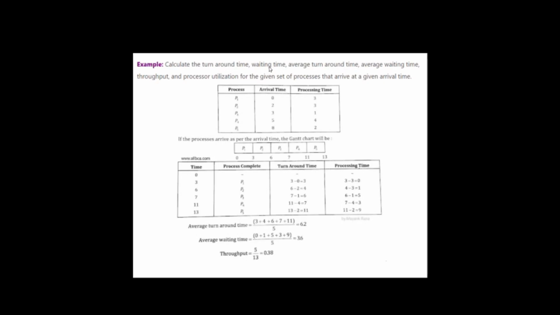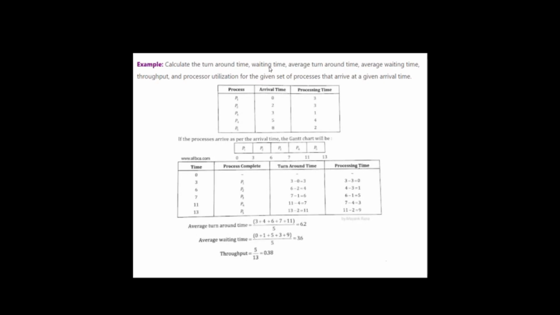executed sequentially. So when we look at the example here, we have to calculate the turnaround time, waiting time, average turnaround time, and average waiting time of the processes given here. They have given 5 processes with their arrival times and processing times. Here the process P1, which starts at arrival time 0, gets executed first, because as the name says, it is first come first serve.